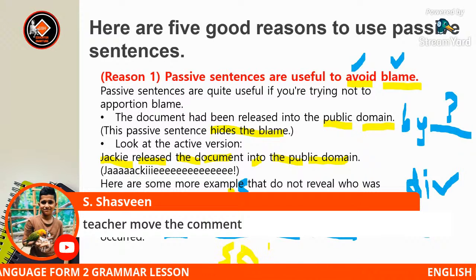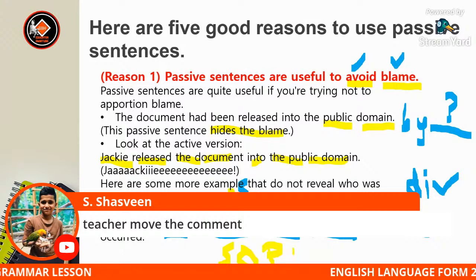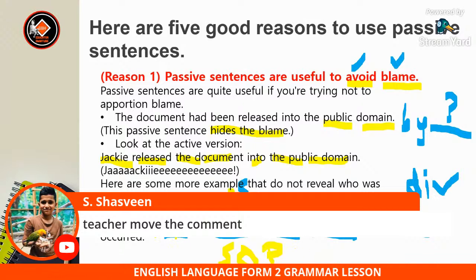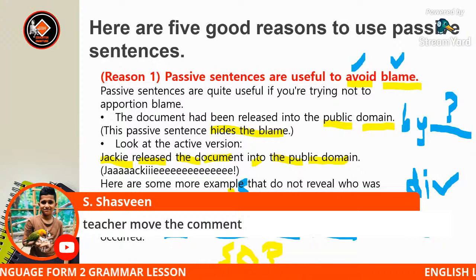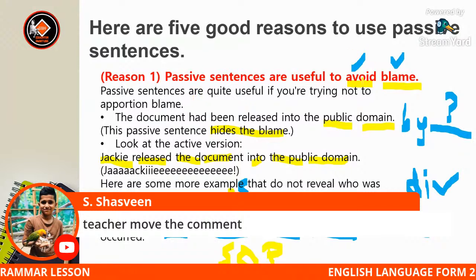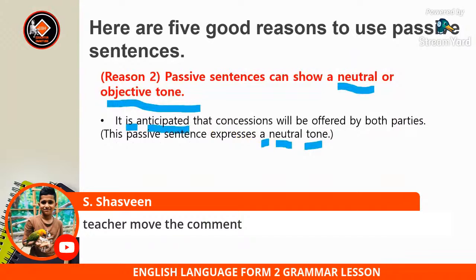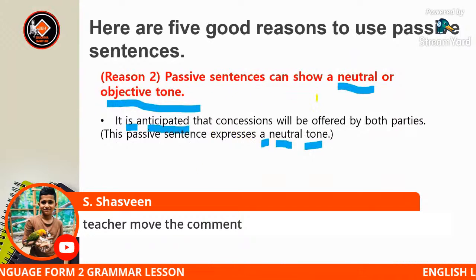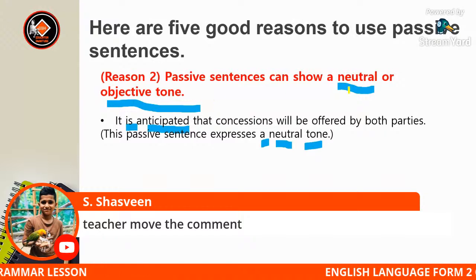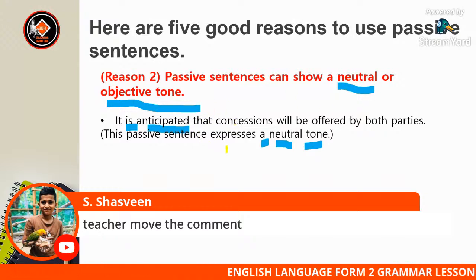SOP, standing operating procedure, is like the rules. So a serious failing means there is a mistake in the rules. So who made the mistake? You do not know. So when you do not want to put the blame, you write a passive sentence. Okay, number 2. Passive sentences can show a neutral or objective tone. Neutral means you do not want to blame people also.